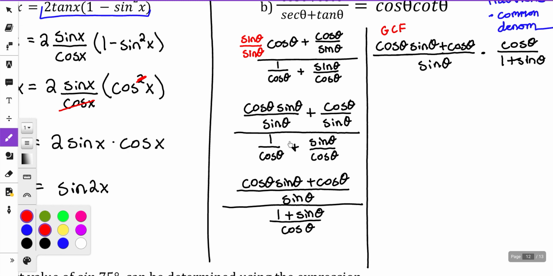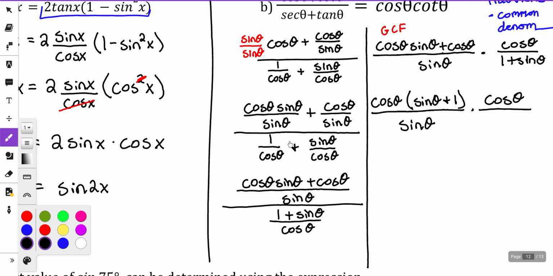When you are looking at this stage, you want something to cancel out. So if you can turn something into 1 plus sine, you definitely want to do that. This, by GCF being a cos, leaves you with a sine plus 1. And then those things can simplify. So I would have this. Cos theta comes out. I'm left with sine theta plus 1. The denominator is still sine theta. On the right-hand side, I have cos theta over 1 plus sine theta.